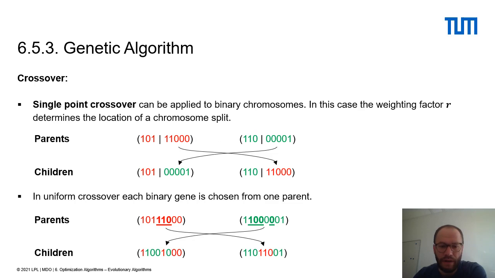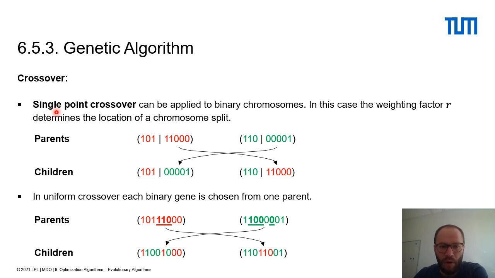So for the crossover operation, there are different ways of carrying it out. For the single point crossover, here we have one example for it. We have two parents. This is one binary representation of one design variable, and this is another binary representation of a design variable. This is 184, and this is 193.